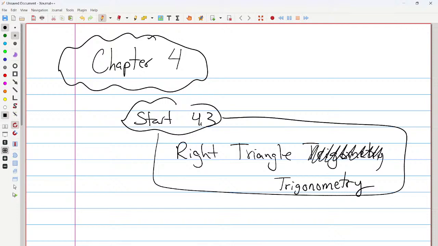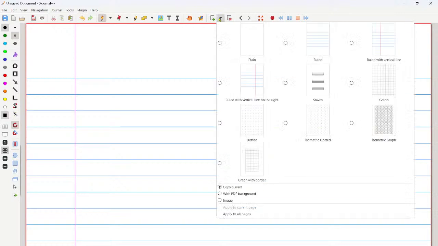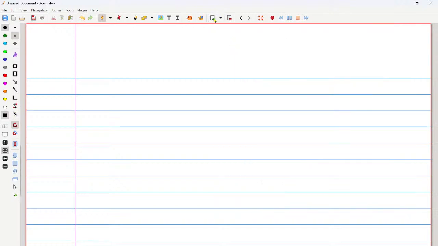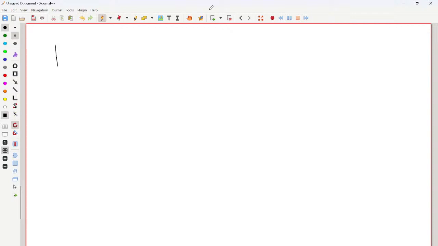Right triangle trig. We're not going to do a full course in trig. It's super interesting. It's probably my favorite math course to teach, but we will see the highlights of trig, predominantly the trig you need to be successful in calculus. So we're going to begin with a foundation in right triangles.